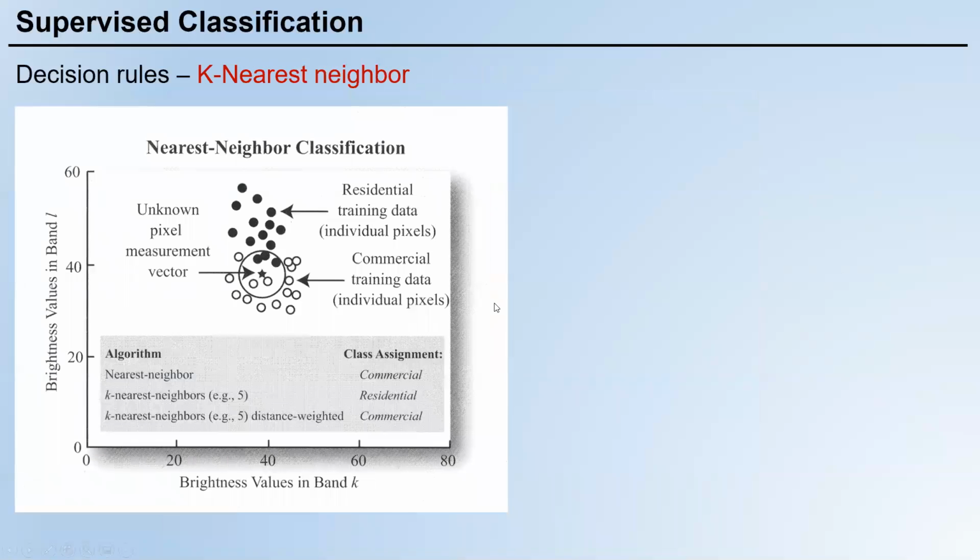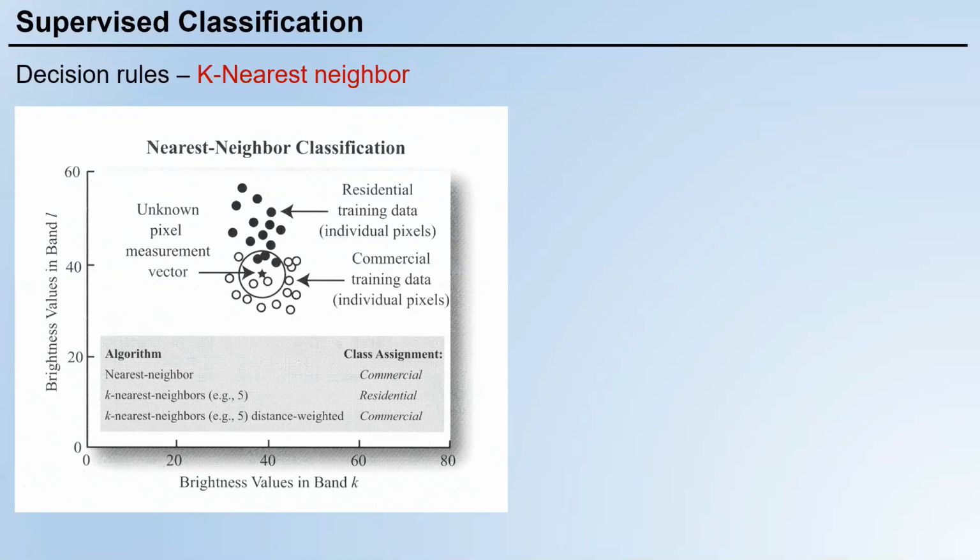Okay, so the next one is called k nearest neighbor. In this method, when we try to find a class for a specific pixel, we need to assign a k value first. For example, if k is 1, we need to draw a circle, and the center of this circle is the candidate pixel. For example, this star pixel is the candidate pixel.